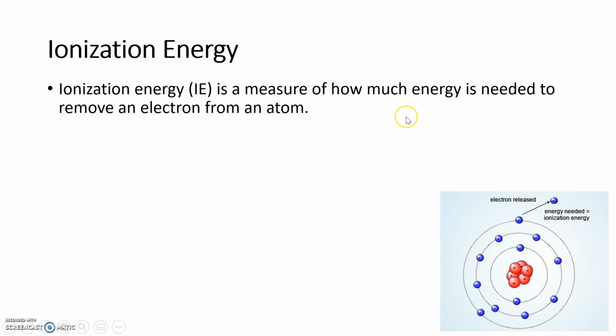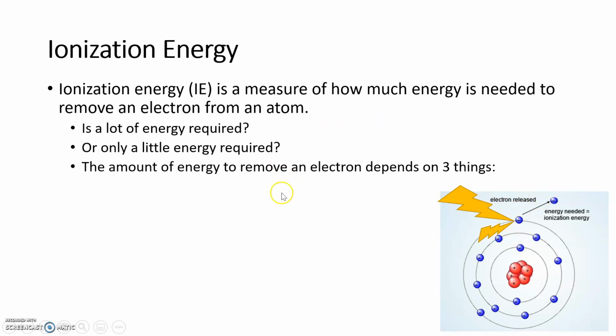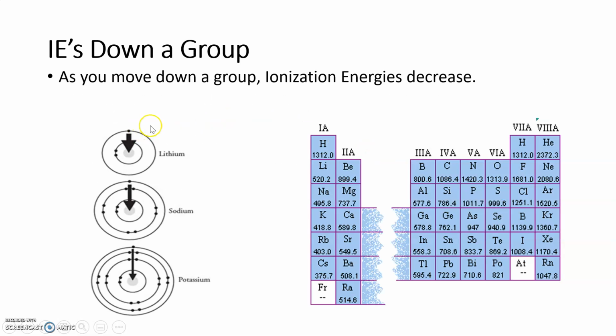Now let's start with our IE, ionization energy. Here is an image. We're removing an electron from an atom. The question is, is a lot of energy required, or just a little bit of energy? How much energy is required to knock that electron off? It's going to depend on three things: nuclear charge, electron shielding, and, new here, how crowded the orbital is. We'll take a look at all three of those things on the next slide.